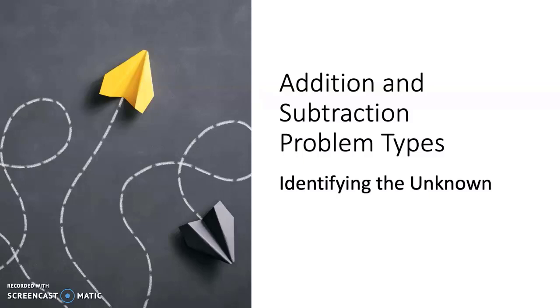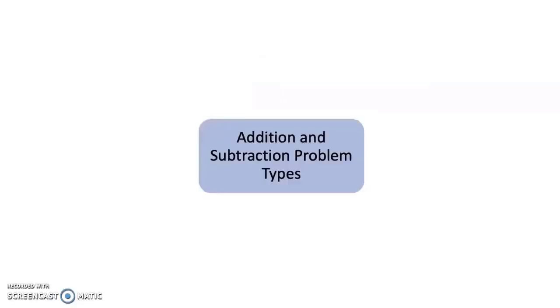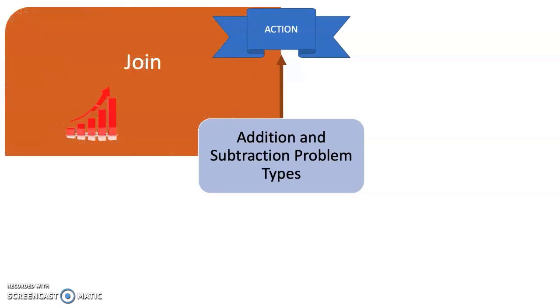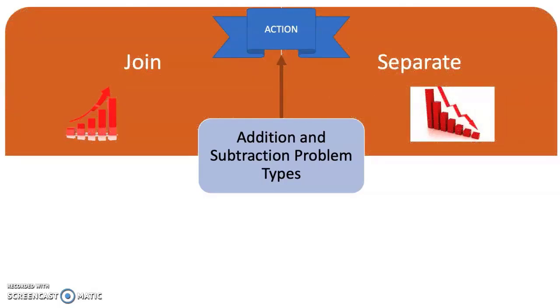Let's look at how to classify word problems based on the unknown quantity. Last week you learned how to identify 4 basic addition and subtraction word problems. Action word problems have quantities that change. Join word problems have an initial quantity that increases, while separate word problems have an initial quantity that decreases.